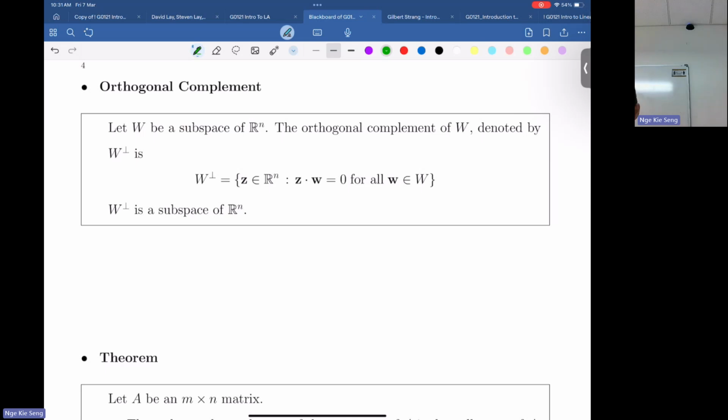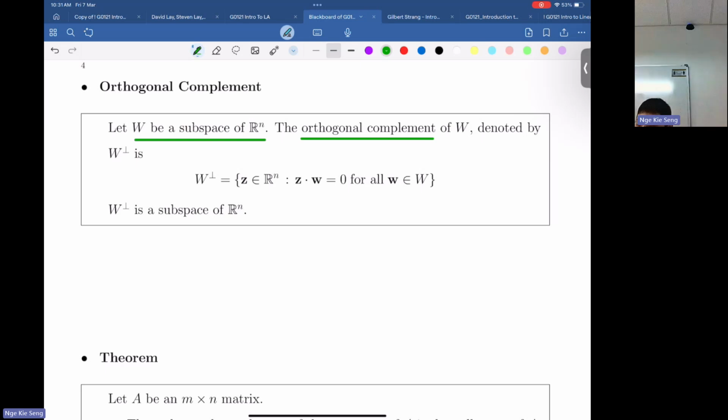Let's learn about the orthogonal complement. So let W be a subspace of Rn. By now you should be very familiar with subspaces. A subspace satisfies three properties: it contains the zero vector, and it's closed under addition and closed under scalar multiplication. Then we're going to define another space called an orthogonal complement. Orthogonal means 90 degrees, right? Complement means something else. So it's the orthogonal complement of this subspace W.